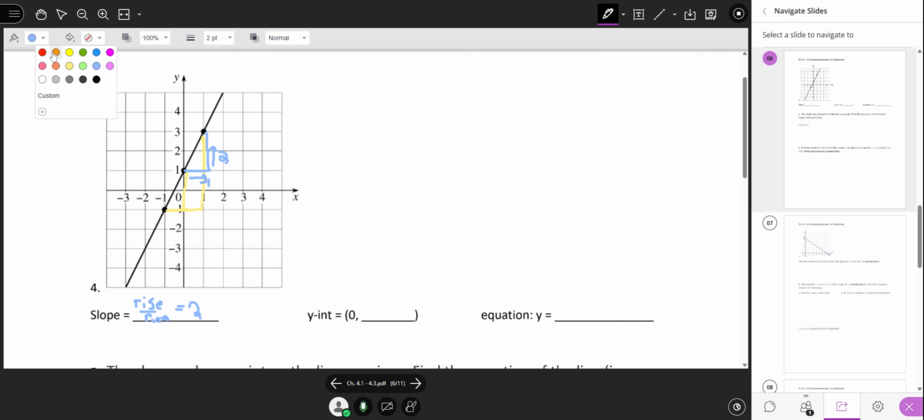Now, the nice part about this problem is, right there is our B, our y-intercept. Okay? 1. Now, mx plus b. This is m, this is b, so 2x plus 1.